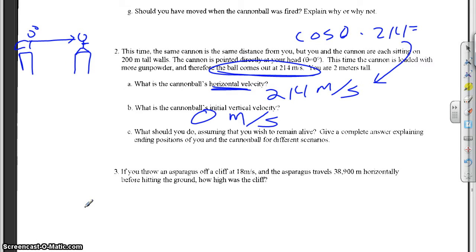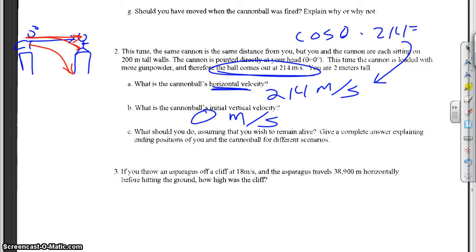What should you assume that you do, assuming that you wish to remain alive? So we have to change it from the last problem. Last time we enjoyed dying, but this time we want to stay alive, so it's going to be more complicated. So we basically have to figure out, there's a couple of scenarios. Either it's going to hit me in the head, or it's going to harmlessly fall into the strong tower below me. I suppose it would depend. If it hits the tower below me, let's assume that the tower is going to be strong enough to withstand the cannonball. So what we're really interested in is how far it's going to fall.